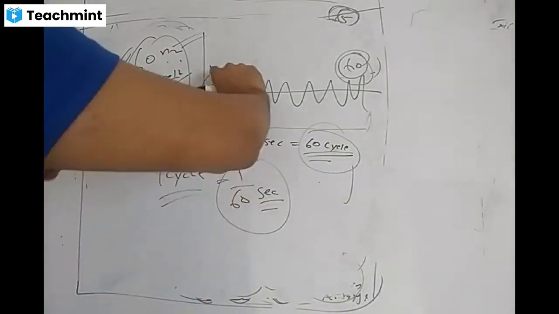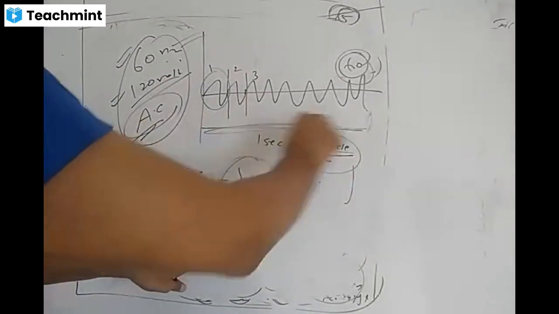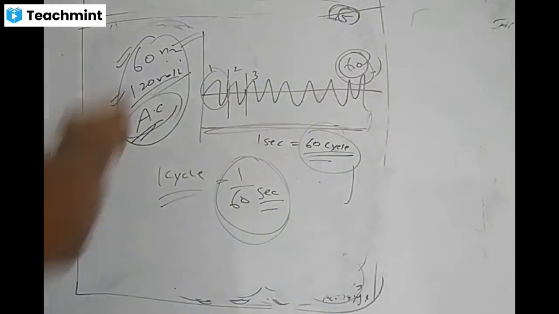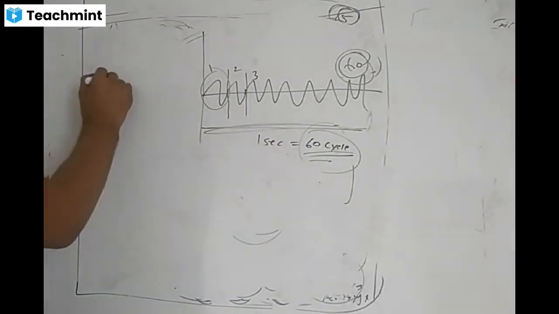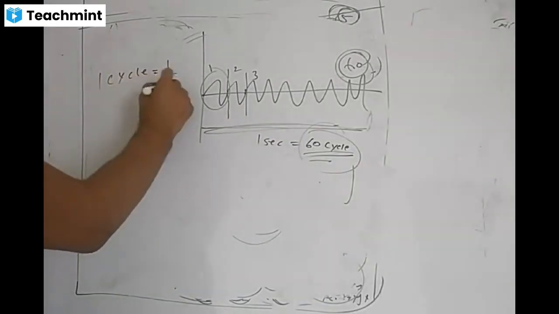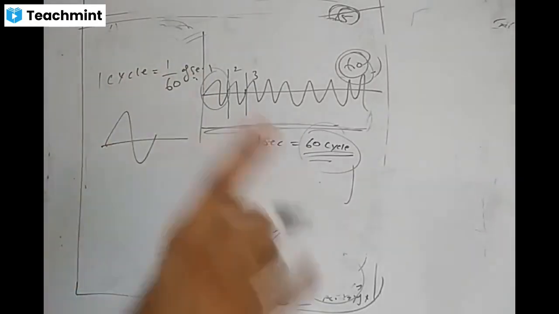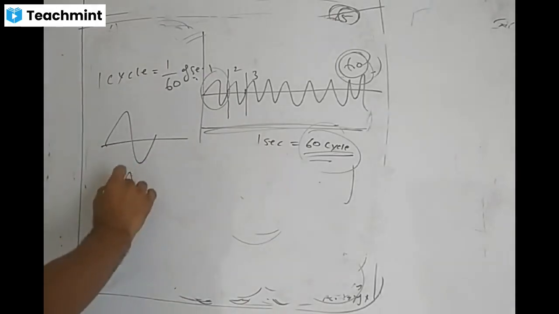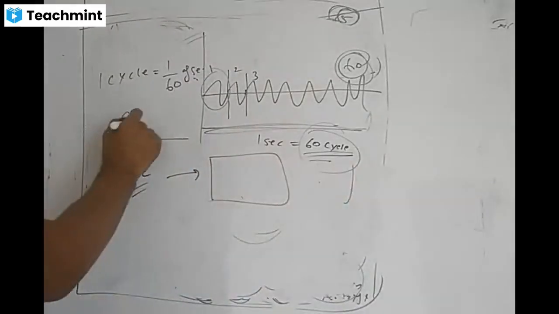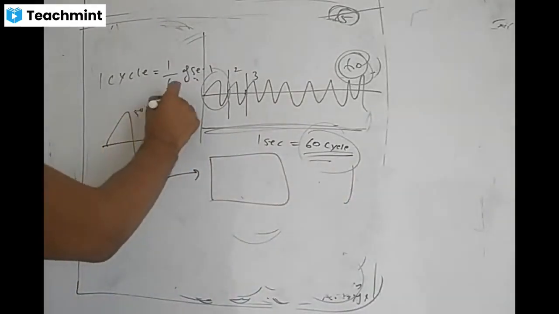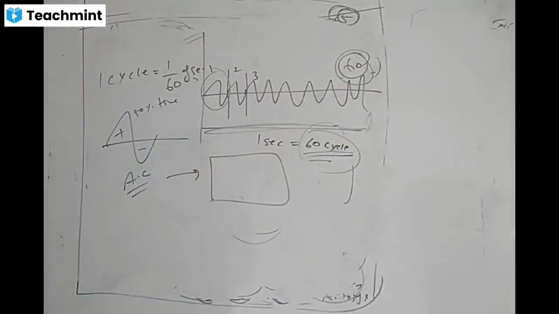If we look at this cycle, which is taking a time of 1/60 of 1 second, and if this AC current enters into my X-ray tube, then half of the time, 50% of the time, it will be positive and 50% of the time it is negative.